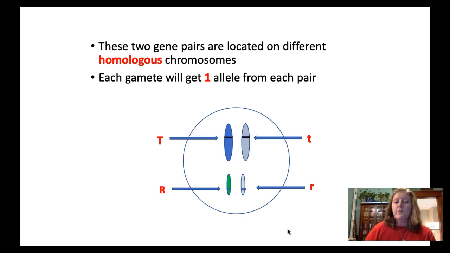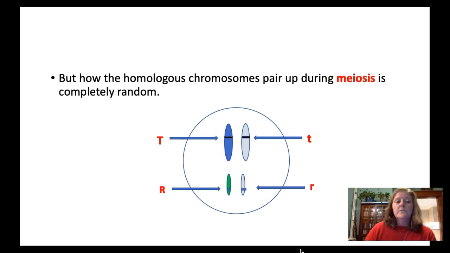Each gamete will get 1 allele from each pair, meaning they'll get a T or a t, and an R or an r in each of the gametes. So the part where independent assortment comes in is that how those homologous chromosomes pair up during meiosis is completely random. So in this case, we have them lined up where it just so happens that both the dominant traits are on the left and both the recessive traits are on the right.